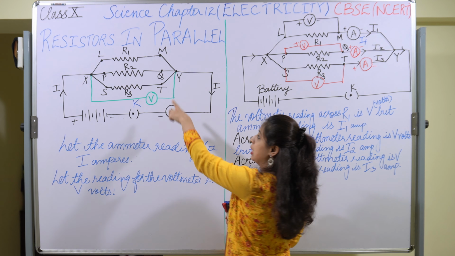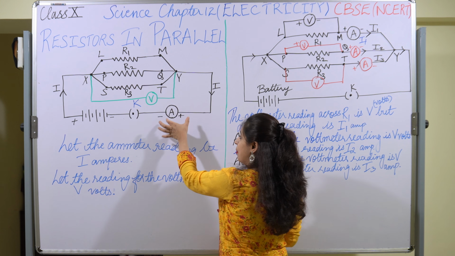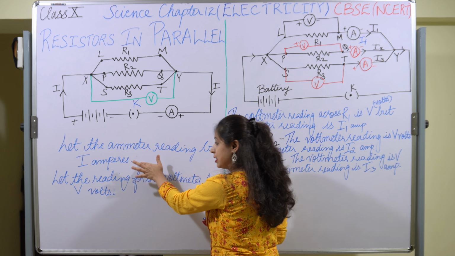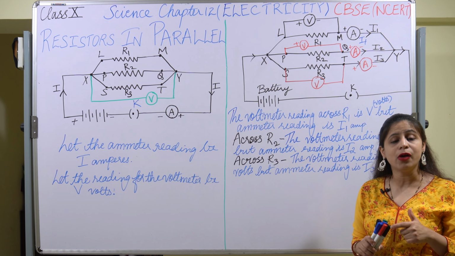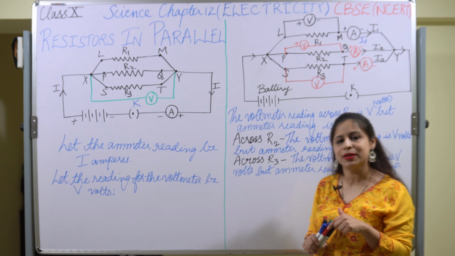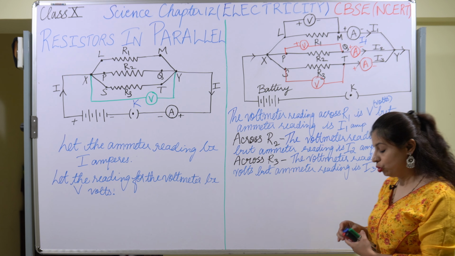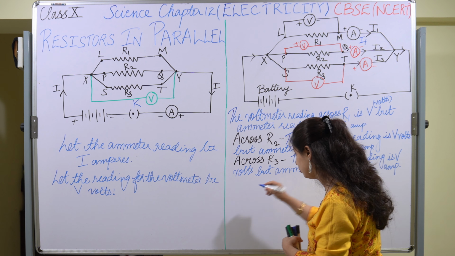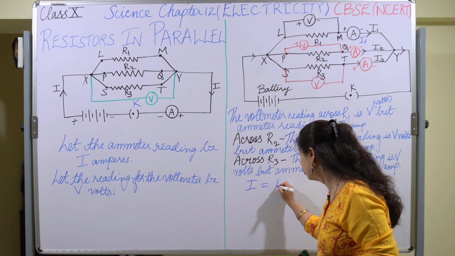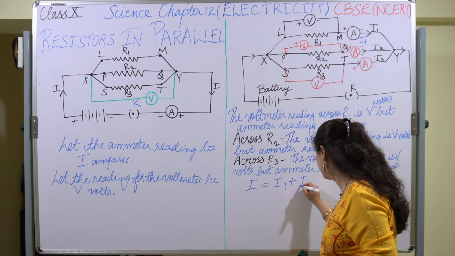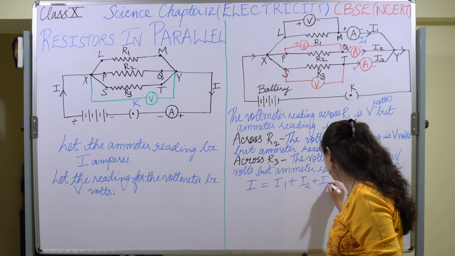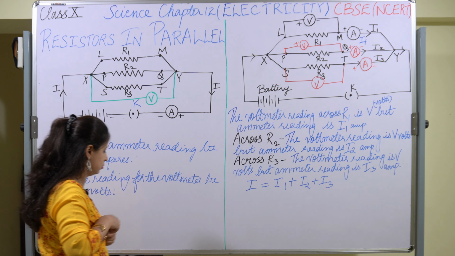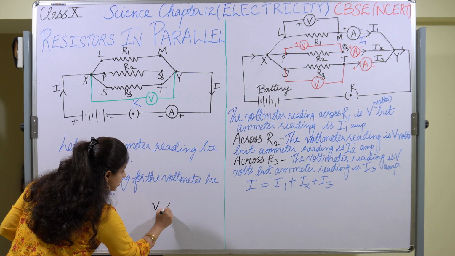Okay, when we attached an ammeter with the combined resistance, we were getting the value I, and that I value is equal to I1 plus I2 plus I3. So the result which we were getting over here was equal to I1 plus I2 plus I3.